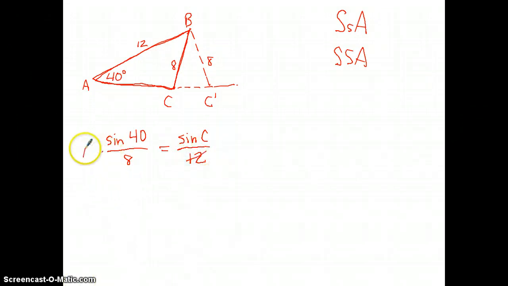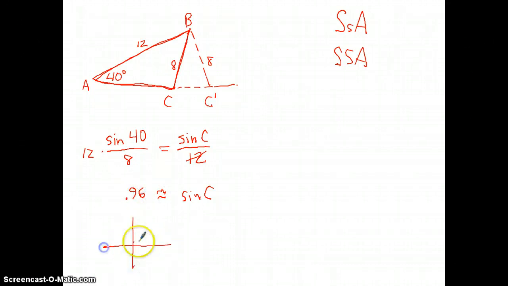Multiply both sides by 12, and I will find out the sine of C really soon. The sine of C is, according to my calculator, about 0.96. Well, you remember from the unit circle days, there are actually two angles that have a sine. Now, 0.96 is way up here. But there's going to be an angle this way that has a sine of 0.96, and there's going to be an angle this way that has a sine of 0.96. And guess what? Those are my two different values for my angle C.